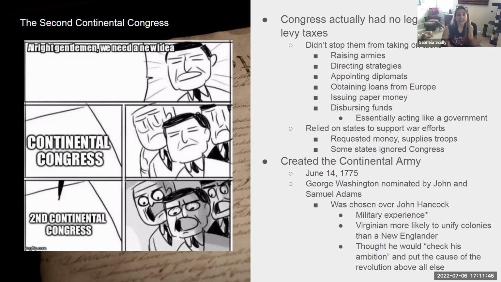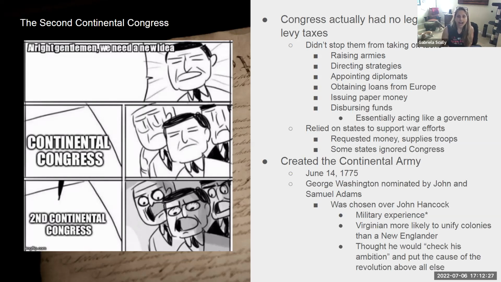So basically, the Congress gets together, it starts acting like a national government. It tries to get everybody on board. And it's like, okay, states, you got to pay for this war effort. We're going to run a war and you got to pay your troops and you got to pay for supplies. And some states were like, la la la, I am not listening to you, which is really great when you're trying to get together a war. And they create this Continental Army in June of 1775. So a year before we declare our independence from England, they create an army.